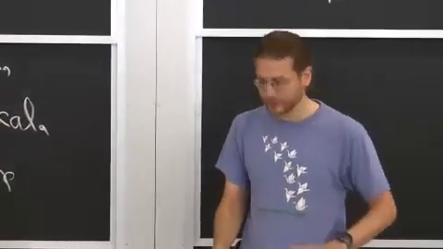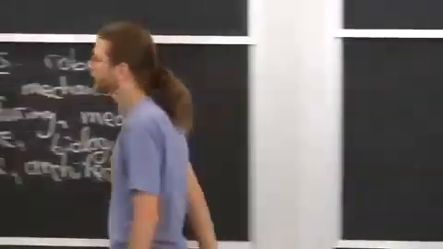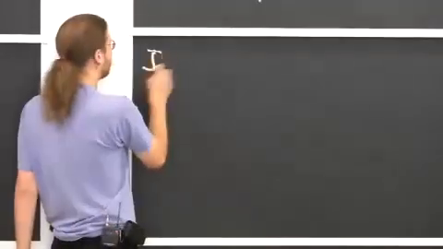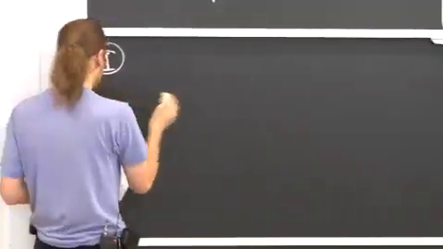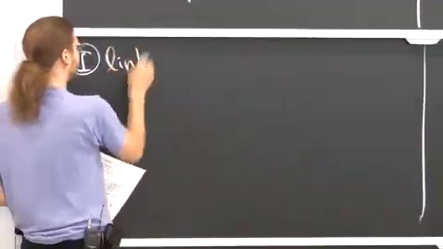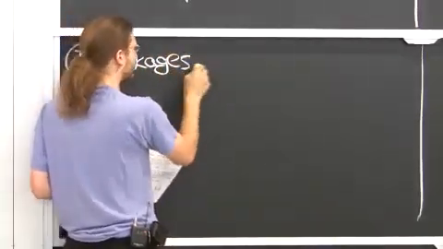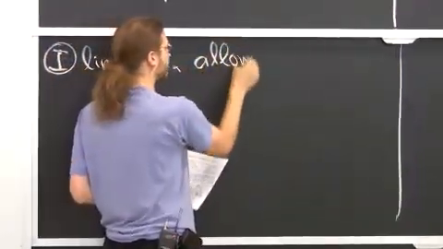So in today's class, I'm going to go in order. We're going to start with linkages, and then paper, and then polyhedra. And I'm going to start with linkages, allowing intersection.